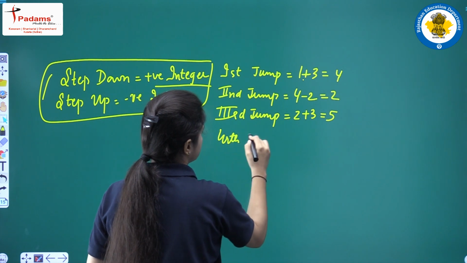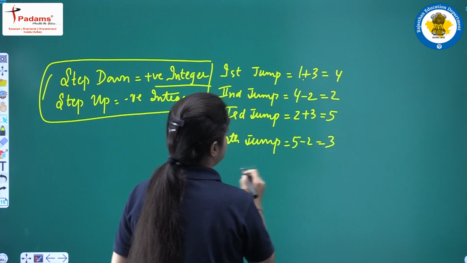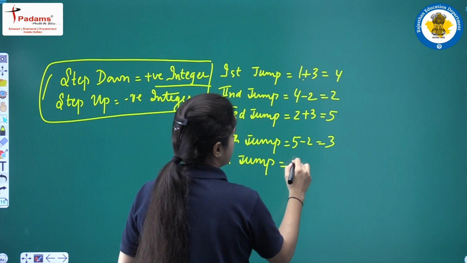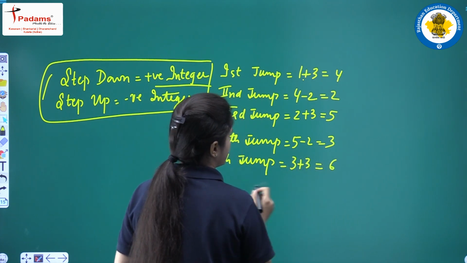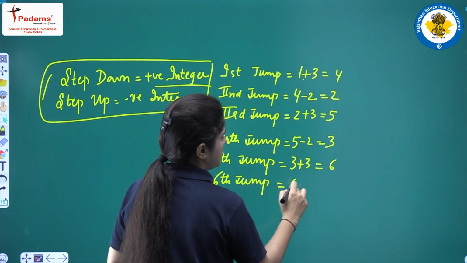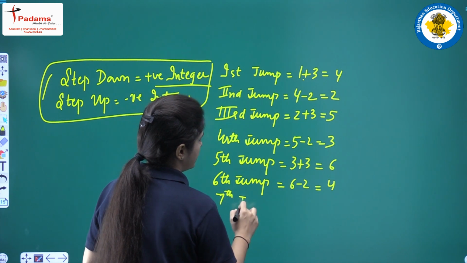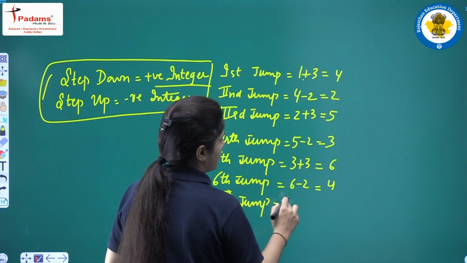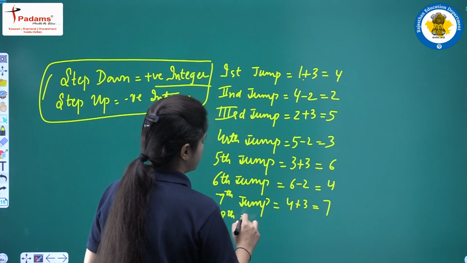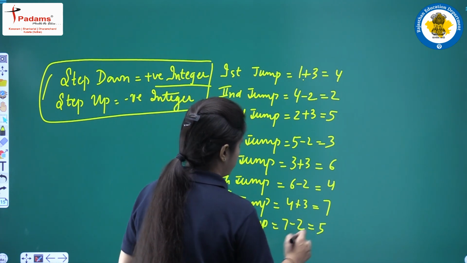Fourth jump, 5 minus 2 is equals to 3. Fifth jump, 3 plus 3 is equals to 6. Sixth jump, 6 minus 2 is equals to 4. Seventh jump, 4 plus 3 is equals to 7. Eighth jump, 7 minus 2 is equals to 5.